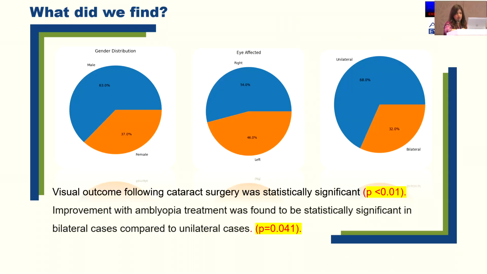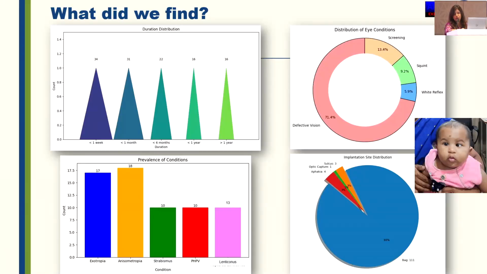Now what we found was there was a clear male preponderance and the right eye was predominantly involved. Unilateral cataracts were more commonly seen and naturally the visual outcome following cataract surgery was statistically significant. However, we found that improvement in amblyopia treatment was statistically significant only in bilateral cases compared to the unilateral cases. It was disheartening to note that more than 42% of cases presented to the hospital after 1 month of onset of symptoms. However, almost 13% of cases were picked up on school screening, and the most common presentation was defective vision.